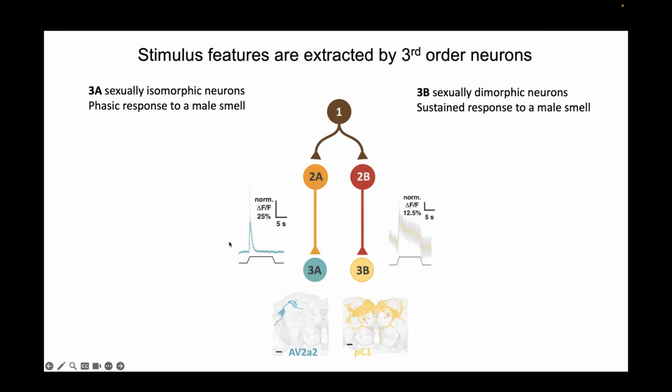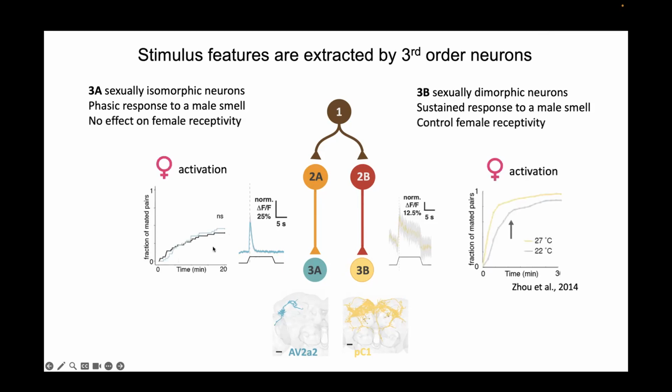3A neurons have phasic responses to the smell of a male. Similarly to their input neurons, they only respond at the beginning of the odor. This is even stronger than the response of 2A. When the male is very close to the female, we don't get any response. They only have a phasic on response, and then they're quiet. Whereas the PC1 neurons stay on, so they have a sustained response to the smell of a male. 3A neurons had no effect on female receptivity, whereas activating PC1 or 3B neurons did affect female receptivity, as was already shown in the literature.